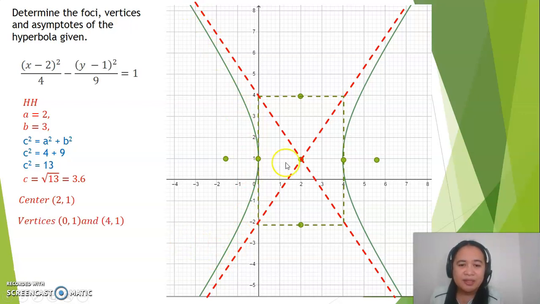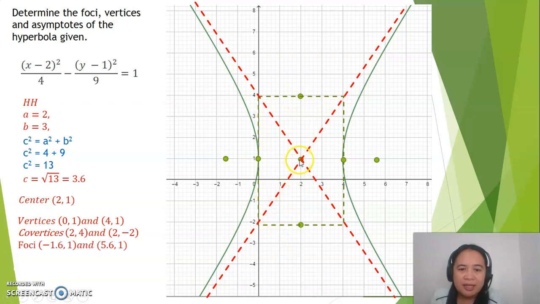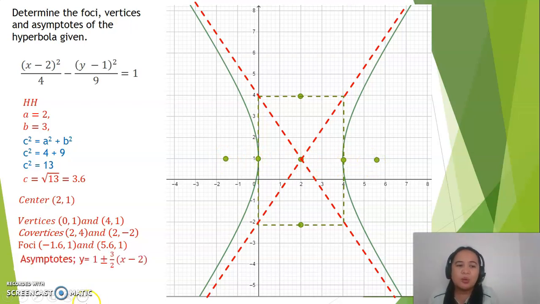So with this, the vertices are located at 0, 1 and 4, 1. The co-vertices are located at 2, 4 and 2, -2. The foci are located at -1.6, 1 and the other one is 5.6, 1. Well, the asymptotes are y equals 1 plus and minus 3/2 times (x minus 2).